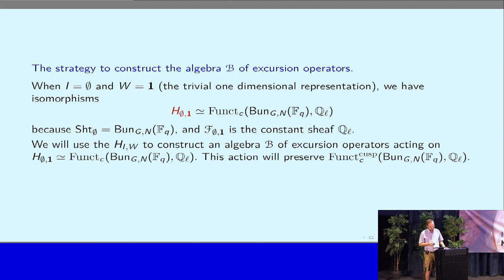So now I explain the strategy to construct the algebra B of excursion operators. When there is no leg, we have the automorphic forms. And we will use the H_I^W to construct the excursion operators acting on H for the empty set, I equal to 1.